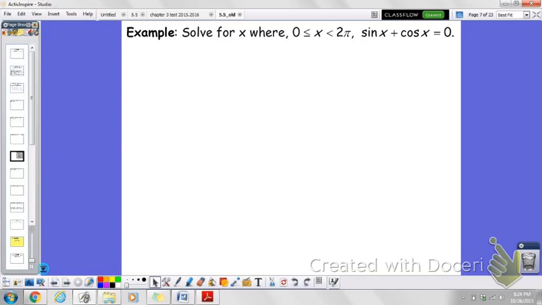So now let's look at the next one. We're solving for x when it is between 0 and 2 pi again. And this time our equation is sine of x plus cosine is equal to 0.